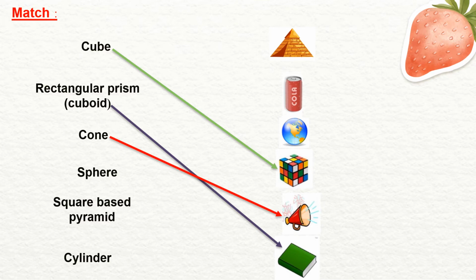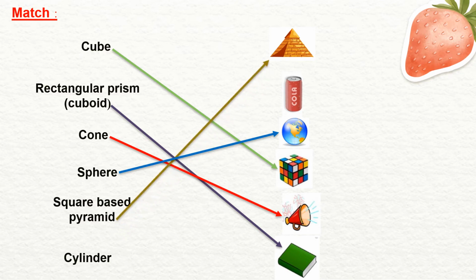Then we have Mr. Sphere. Which one of these in shape of sphere? Sphere, it looks like the earth shape. Then we have a square-based pyramid. From its name, it looks like the pyramid. Excellent. And the last one is cylinder. Here we have the cola can in shape of cylinder. Excellent, my dear students. Very good.